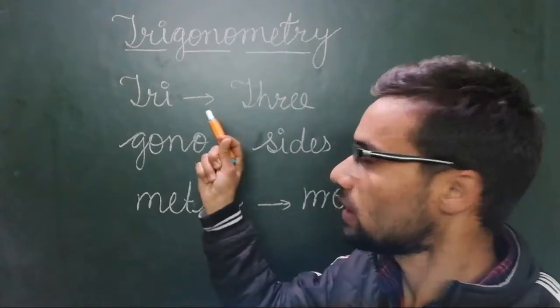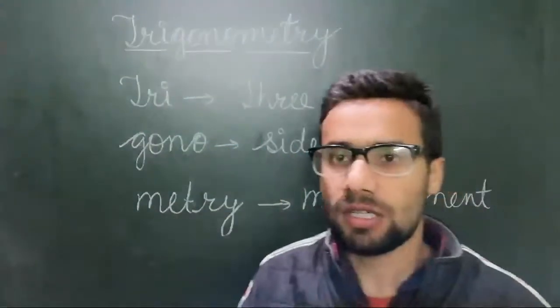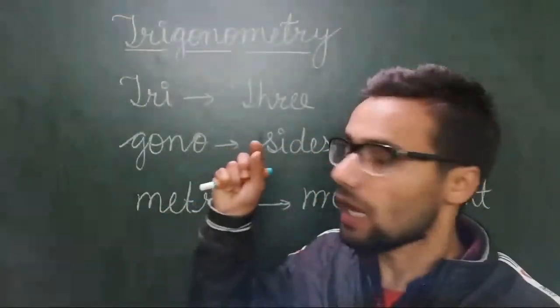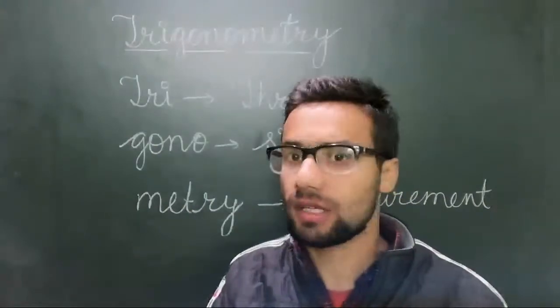So what do we mean by trigonometry? In simple words we can say trigonometry is the study of the relationship between angles and sides of a triangle.